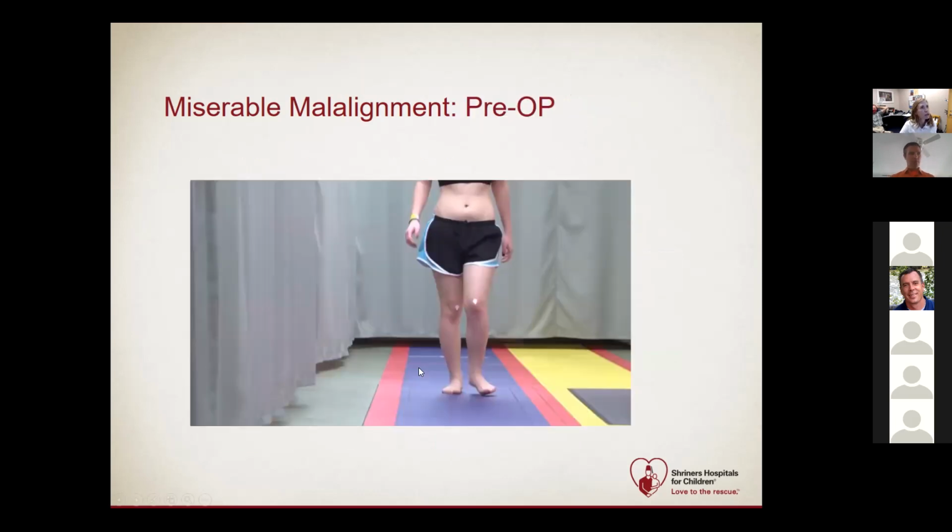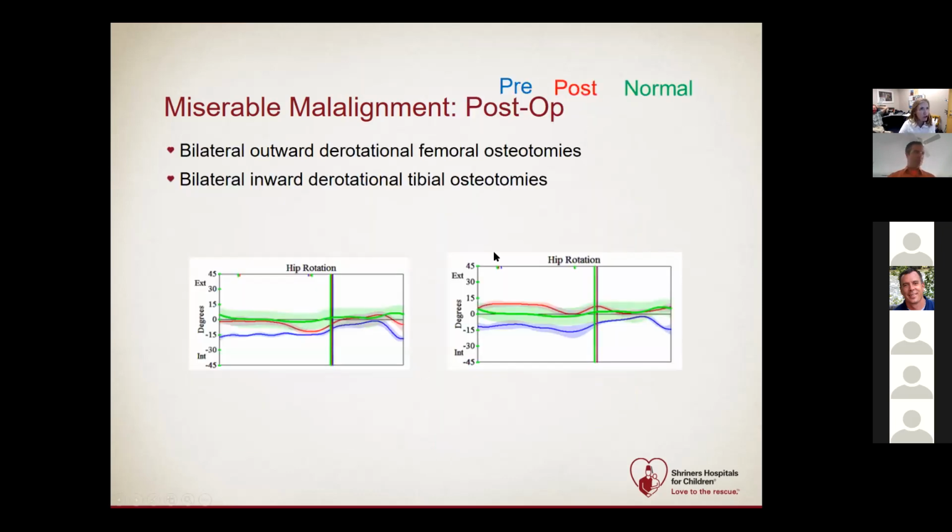And usually in our facility, they would go on to just do one side. So they'll usually do the femur and the tibia on one side, and maybe 6 months later go and do the other side. So it's a staged procedure. It's a pretty big hit, but this girl showed some significant improvements. Pre is in blue, and post-op is in red, and green, of course, is normal. So you can see a nice significant improvement in her inward rotation of the hip.